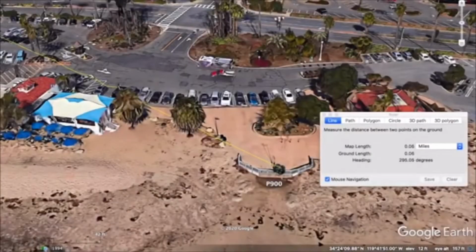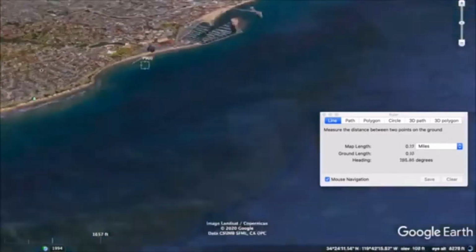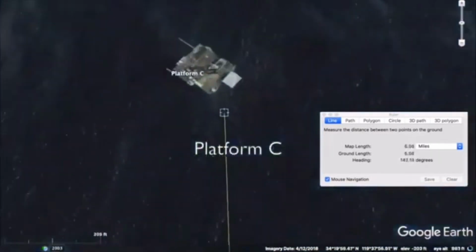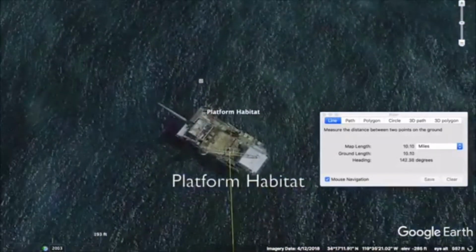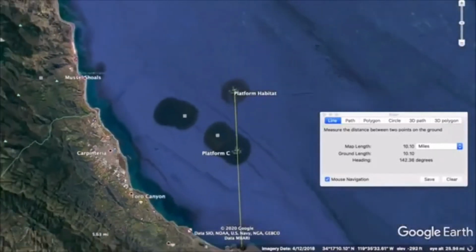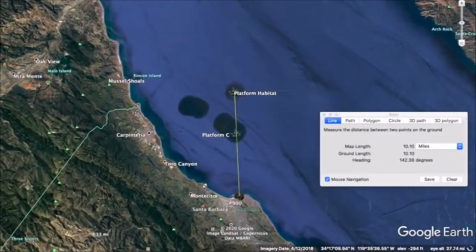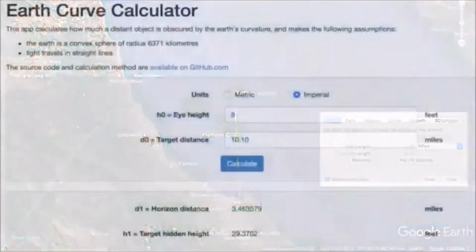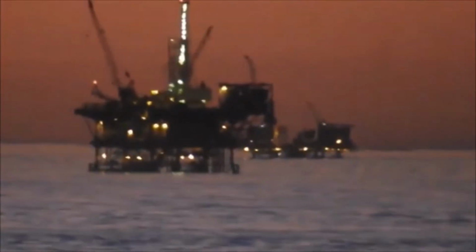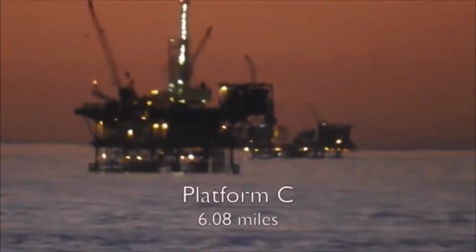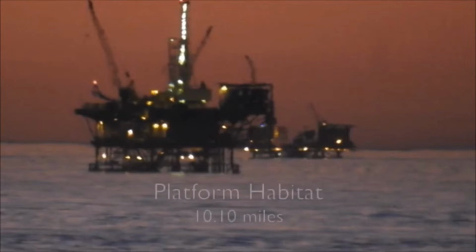Then we're going to draw a line to the first platform, which is called platform C, directly out in front of it, and then another one a little bit off to the right, which is platform Habitat. When we pull back and look at the distances of these two, we will notice the curve calculator. Remember, this was shot October 23rd, 2017, at sunrise. The first one is at a distance of 6.08 miles, platform C. The second one, platform Habitat, is at 10.1 miles.